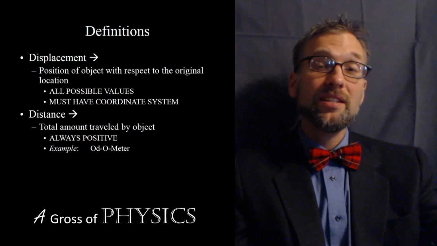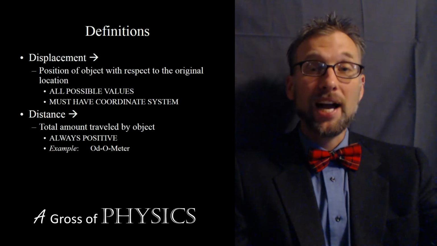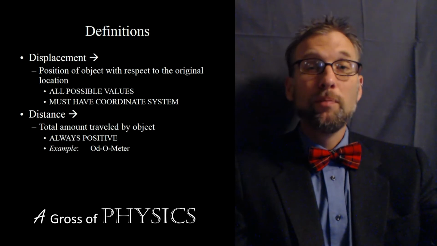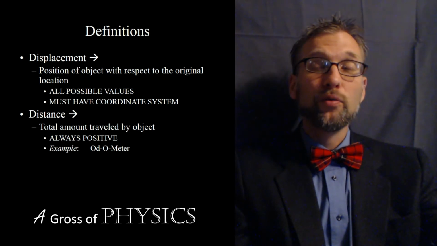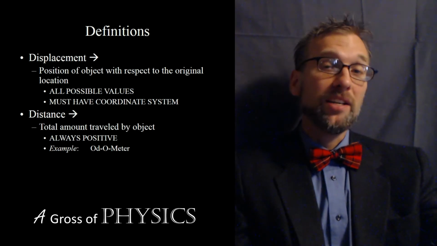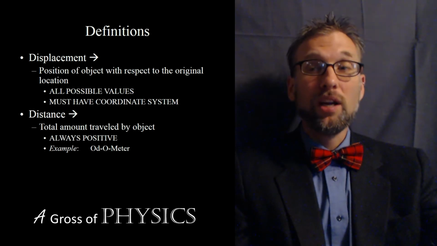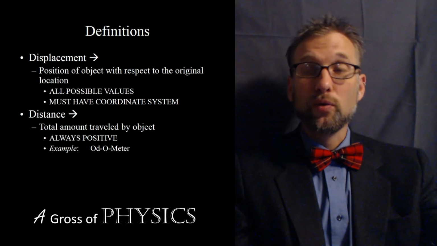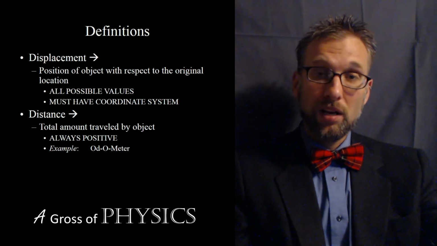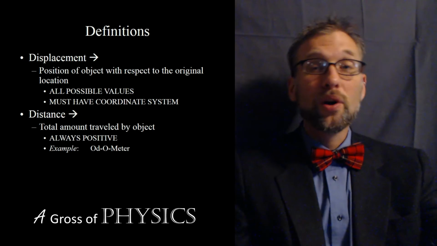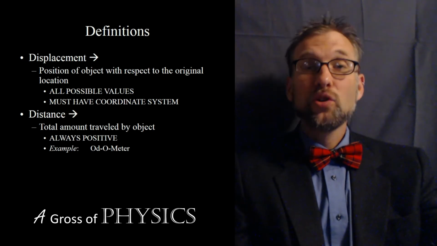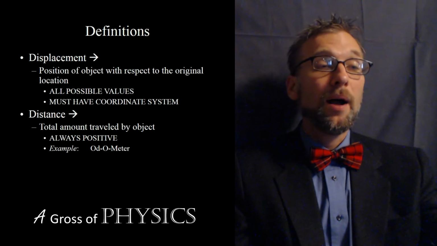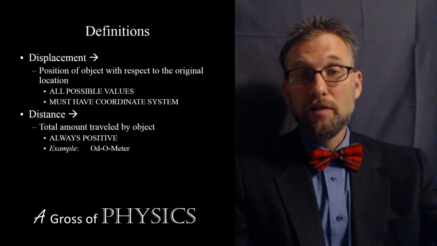On the other hand, the distance is how far you've traveled in its entirety. So if I were to go 3 paces east and 3 paces west and then 3 more paces west, my displacement would be 3 paces west. My distance, however, would be 3 plus 3 plus 3, or 9 paces. So I could have 2 different answers based on the fact that I'm asking for 2 different variables.